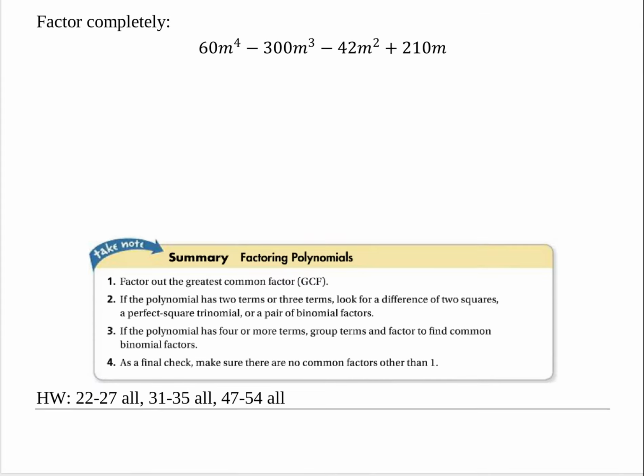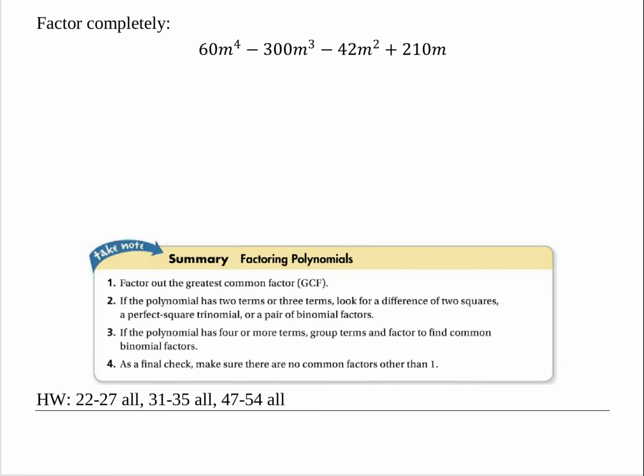And one last thing. It says factor completely. So that means look for a GCF. If there's a GCF, pull that out. Make sure the highest degree term is positive. If it's not, pull a negative out as well. Then factor what you got. If there's more factoring to do after that, then you've got to factor that, okay?